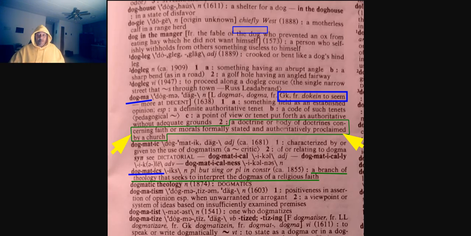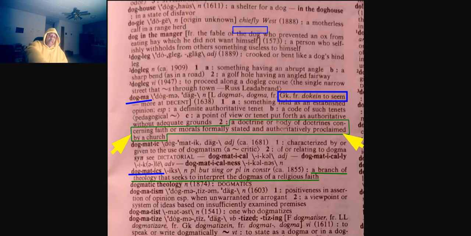Imagine now, you replace the word religion when you start talking about the negativities of the church, and you begin to realize that you're talking about dogma. When you realize you're talking about a branch of theology that seems to interpret the doctrines, the dogmas of a religious faith. See how they throw the word religion in there? It has nothing to do with that. It's just crazy.